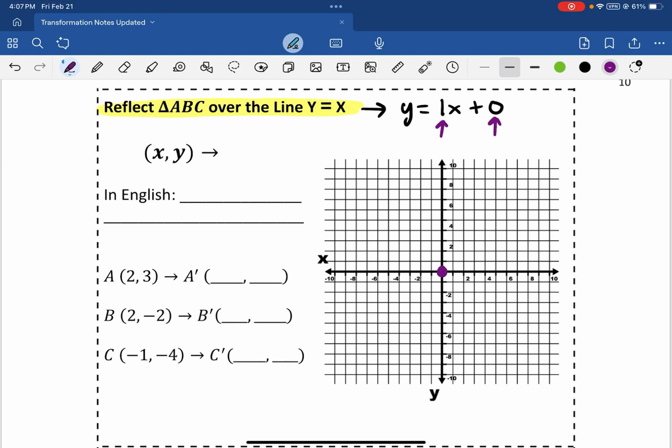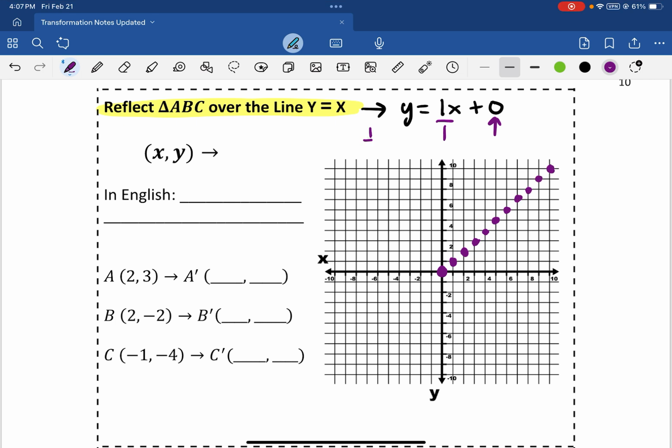And I know that my slope is 1 over 1. Okay, so I'm going to go up 1 to the right 1 and put a point. Up 1 to the right 1. Up 1 to the right 1. And I'm going to create this line. This is going to be our line of reflection.